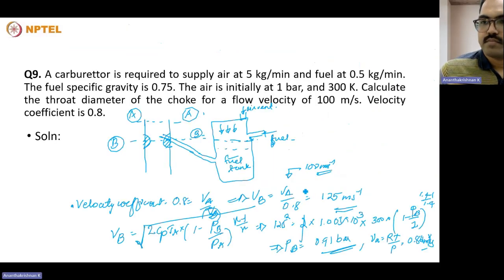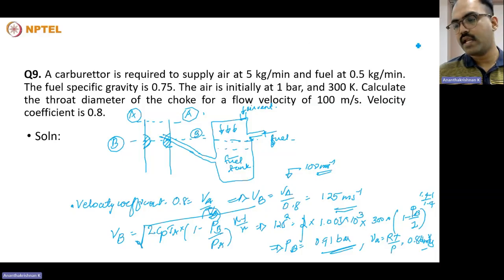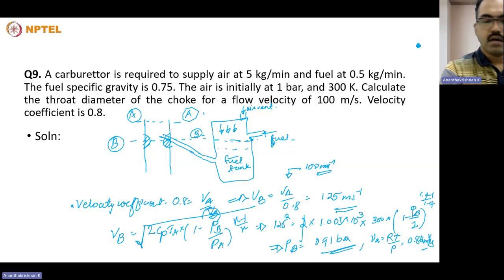So if we observe, unless we knew the velocity coefficient, we couldn't have solved this problem. This is the additional information required in the problem to create a connection between the first point and the second point. Once you obtain the velocity coefficient, since we already knew the velocity at the inlet, we determine the velocity at the throat point. The ultimate aim of this problem is to determine the throat diameter of the choke.